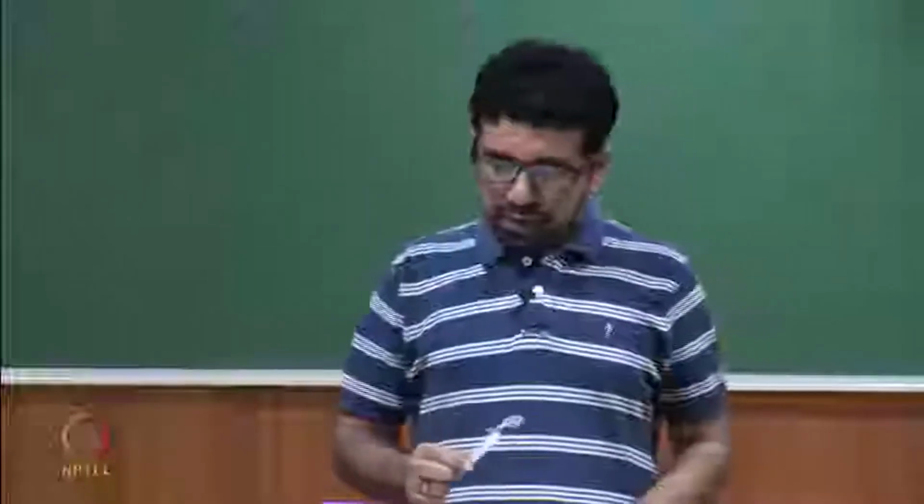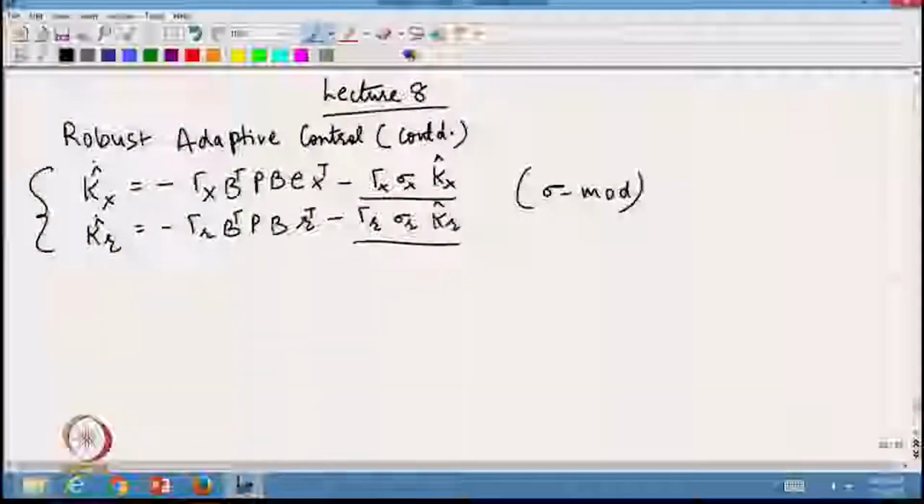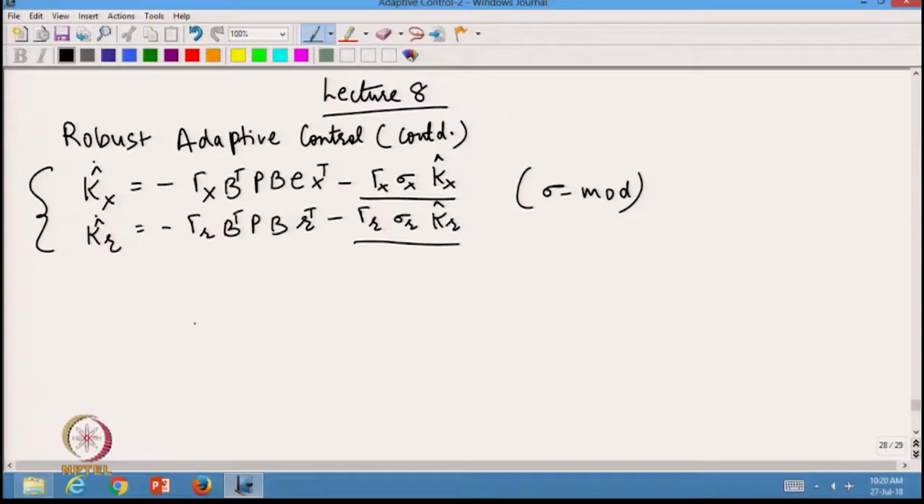So, let us go back to the sigma mod design that we had done last time, and if you remember, this was the modification term that we added, and we call this as the sigma modification term. And what this term did was that this provided the required damping, which resulted in k x hat and k r hat to remain bounded. So, we were able to show using Lyapunov analysis that these parameter estimates they stay bounded.